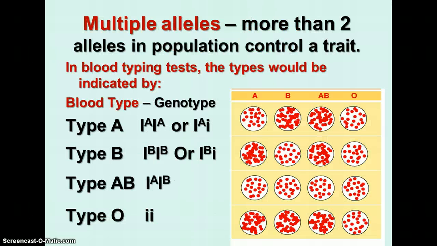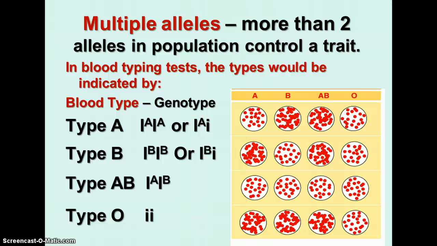All right, another exception to Mendel is when you have multiple alleles. This is when you have more than two alleles in a population that control a trait. Now, a lot of times in this case, you have only two alleles in each individual, but there are multiple alleles in the population. An example of this is human blood types, the ABO blood groups of humans.